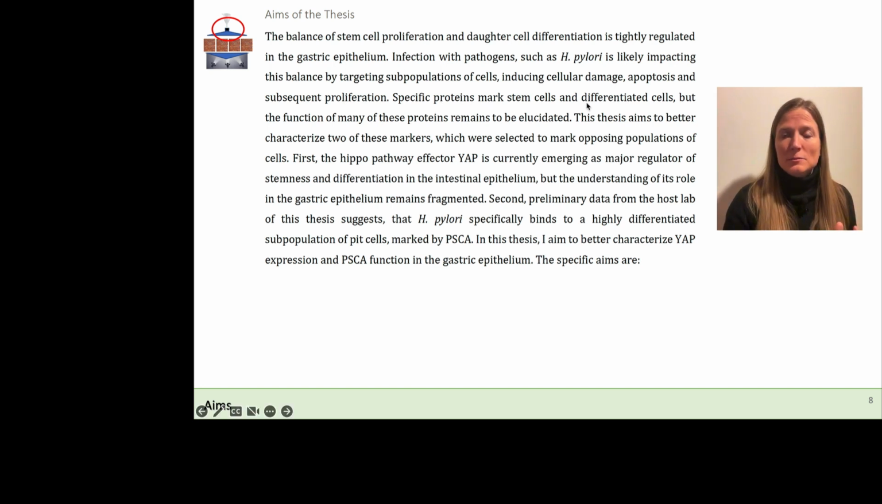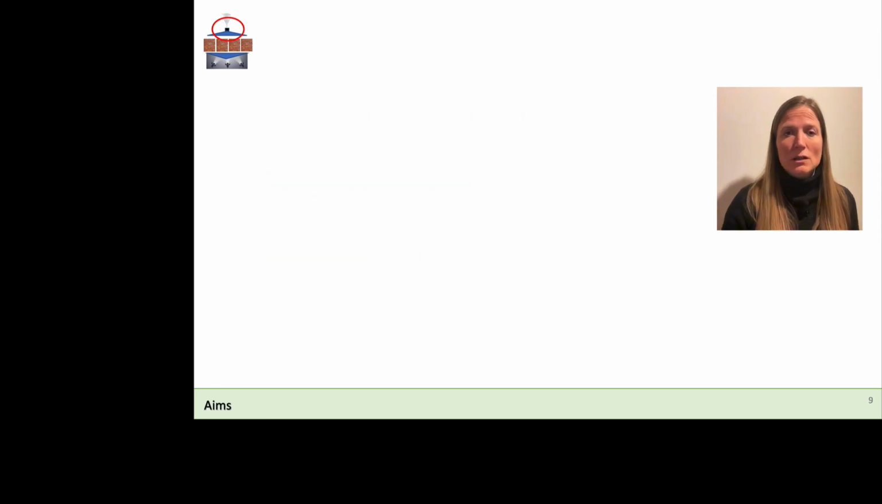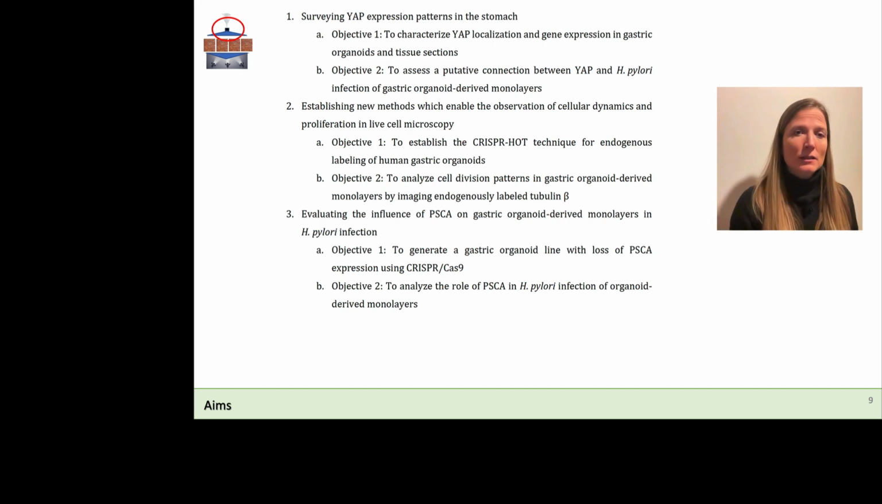"Specific proteins mark stem cells and differentiated cells, but the function of many of these proteins remains to be elucidated." Then this person introduces the two main proteins that this person works on and says clearly, "In this thesis, I aim to better characterize this protein expression and this protein function in the gastric epithelium. The specific aims are," and then comes the list of aims, broken down into a bit more methodological objectives. Okay, so you have 3 aims broken down into objectives.